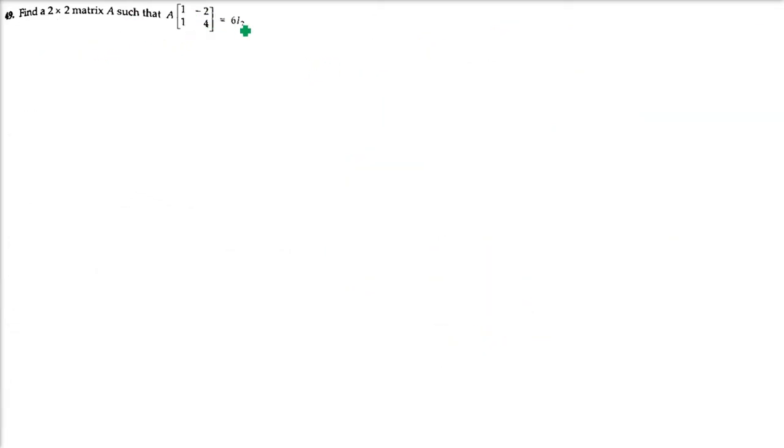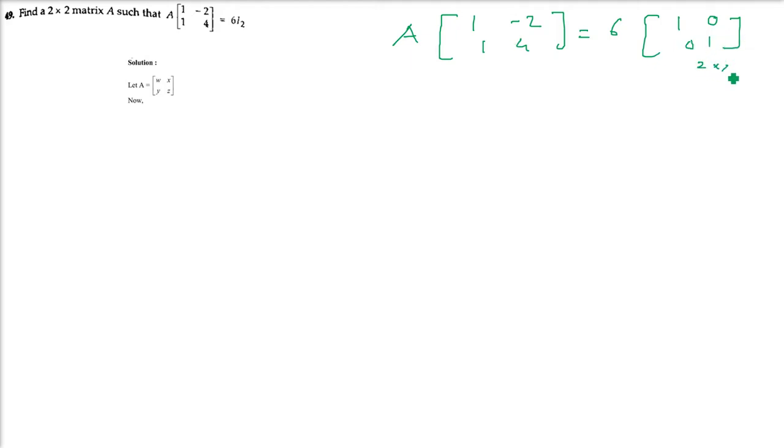Find a 2x2 matrix A such that A into this matrix is equal to 6 into I2. So what you have to do is, see, A into 1, minus 2, 1, 4 is equal to 6 into I2. That is the 2 by 2 identity matrix. 1, 1, 0, 0 here. What is the A matrix? When we do this, it is a scalar multiplication with 6. This is 2 by 2 and the right hand side is also 2 by 2. So the A matrix has to be 2 by 2, because only a 2 by 2 can come when the first and the fourth value are 2 and 2.